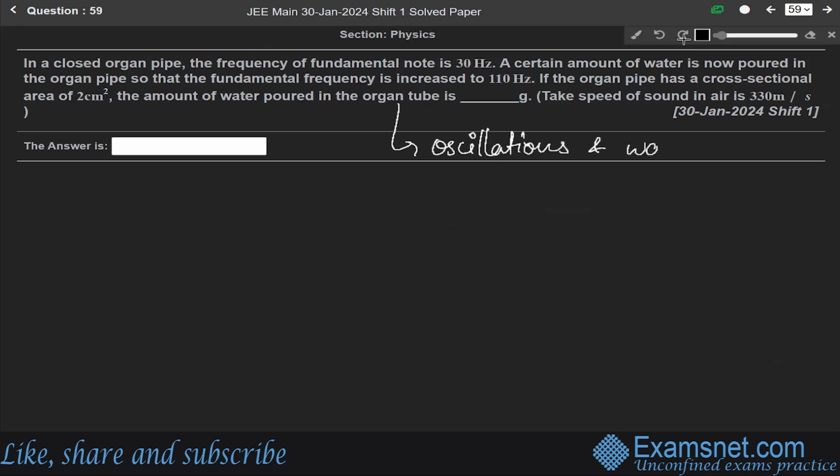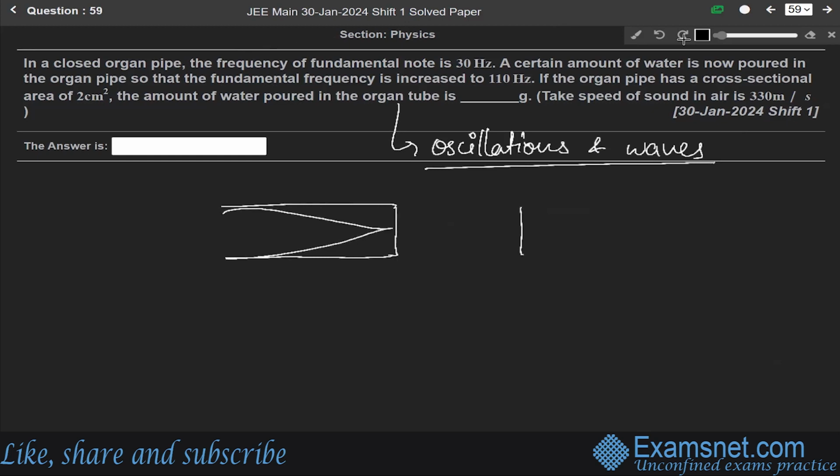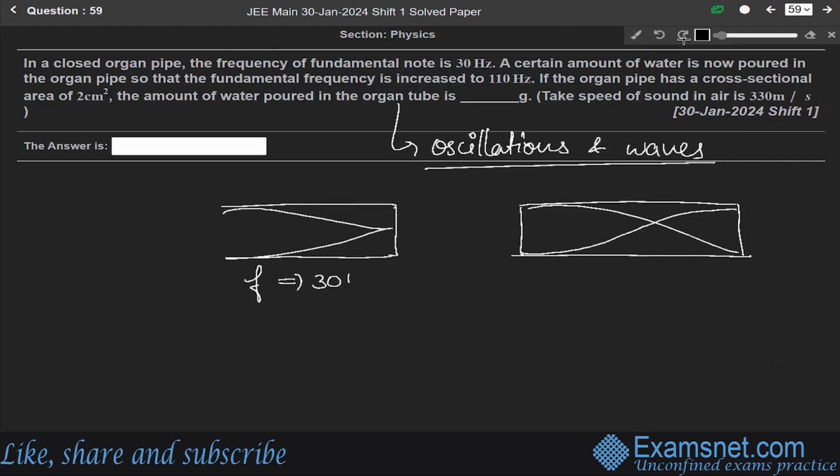Oscillations and waves. Okay. Now, according to this question, there is a closed organ pipe. Closed organ pipe means like this. This is a closed organ pipe and this is an open organ pipe. Okay. Now, according to this question, the closed organ pipe has a fundamental frequency of 30 Hertz.